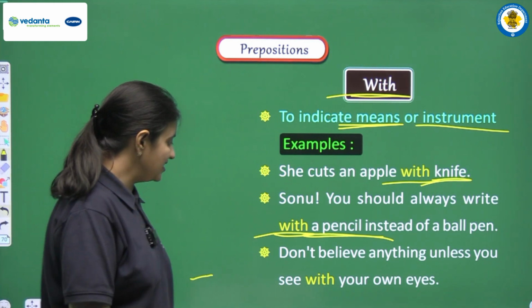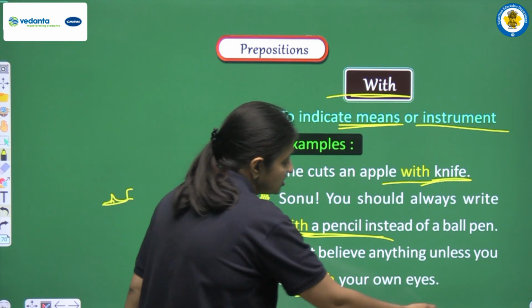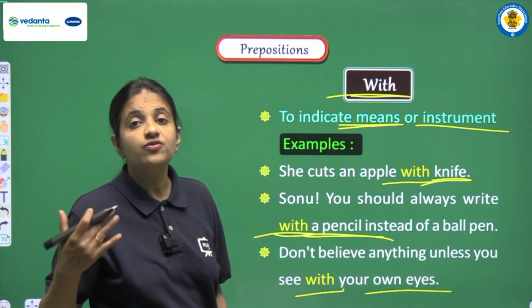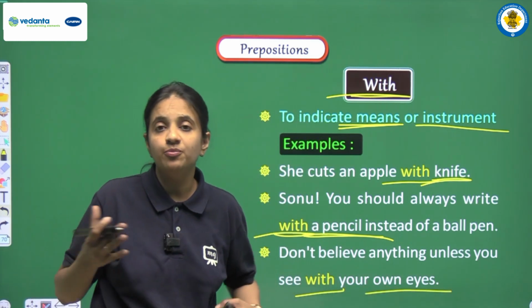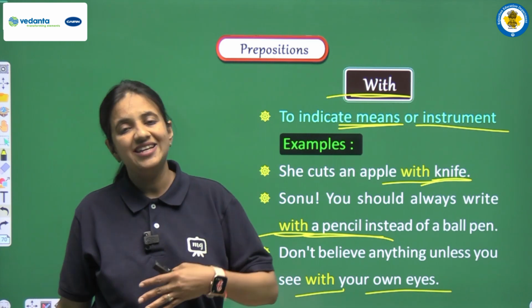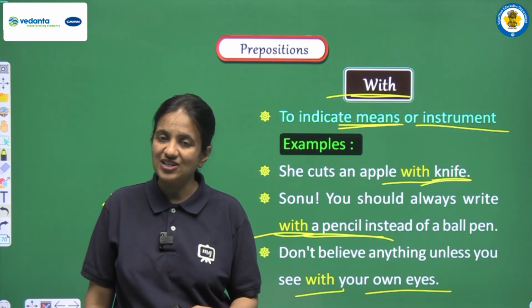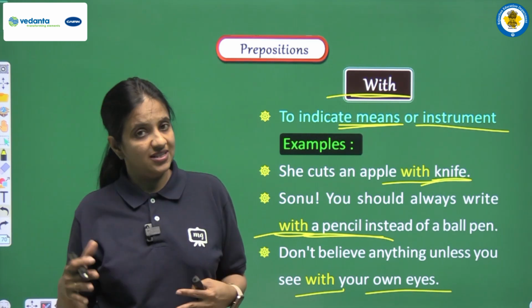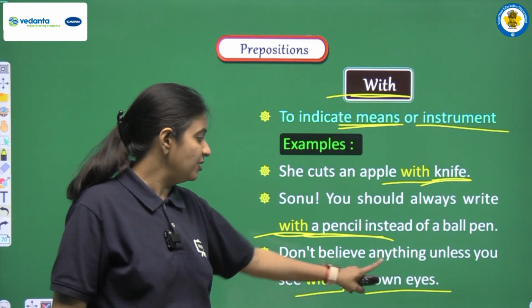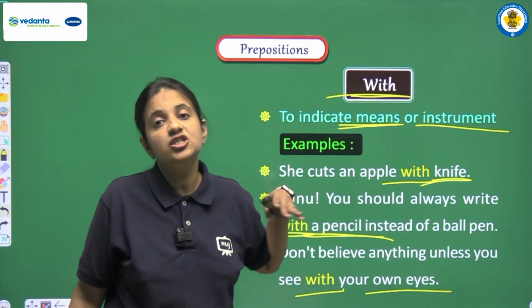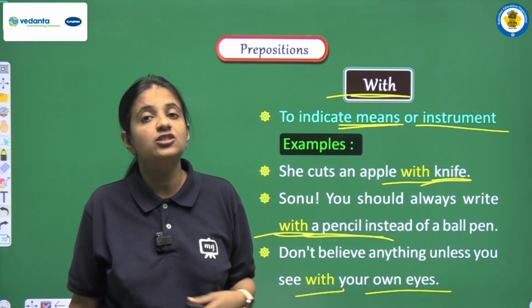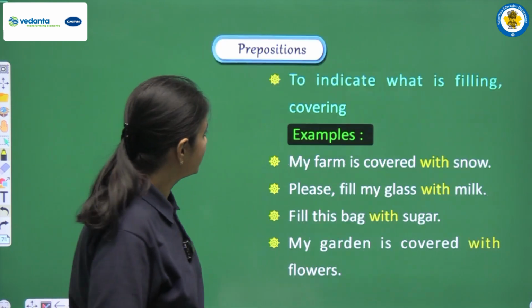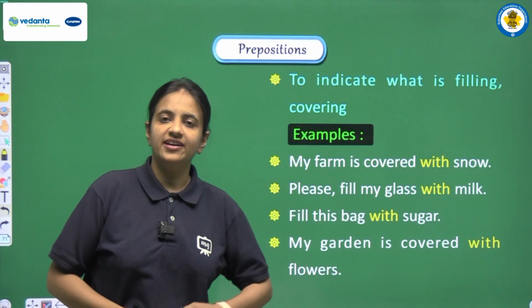Okay, next is, don't believe anything unless you see with your own eyes. So again in this sentence we are having with. Why? Because eyes, they are also a kind of instrument, they are also a kind of means. So for what? Eyes, yes, they are used for this action that we can see. So this is the reason we are having with here before eyes, because they are the instrument of this action, that is to see.